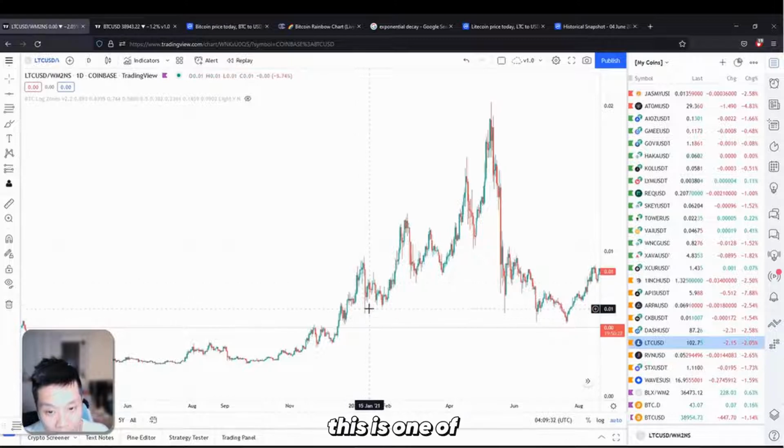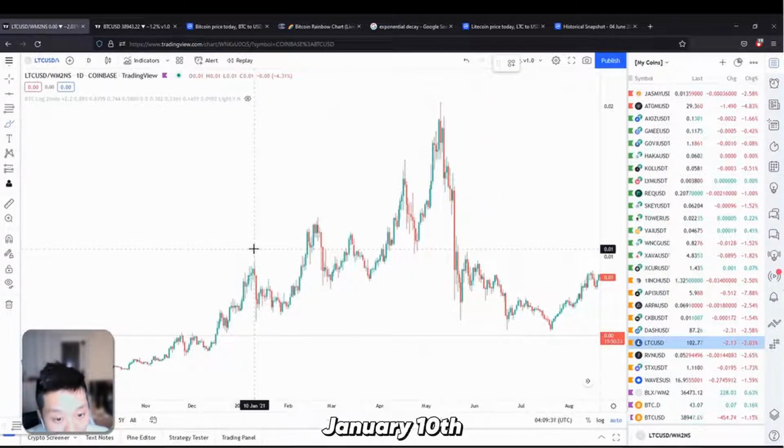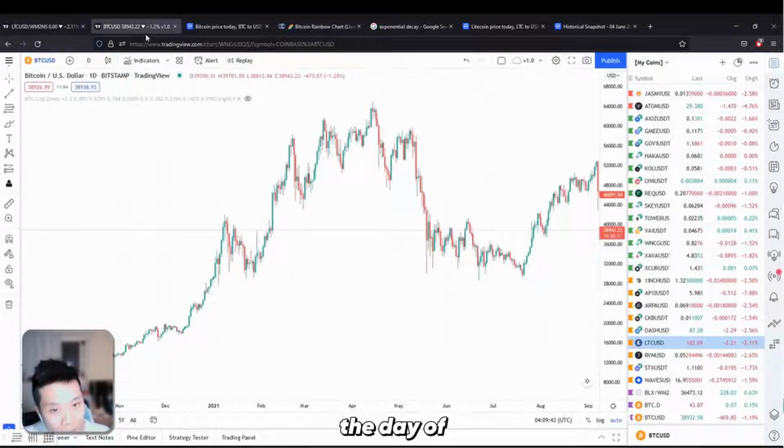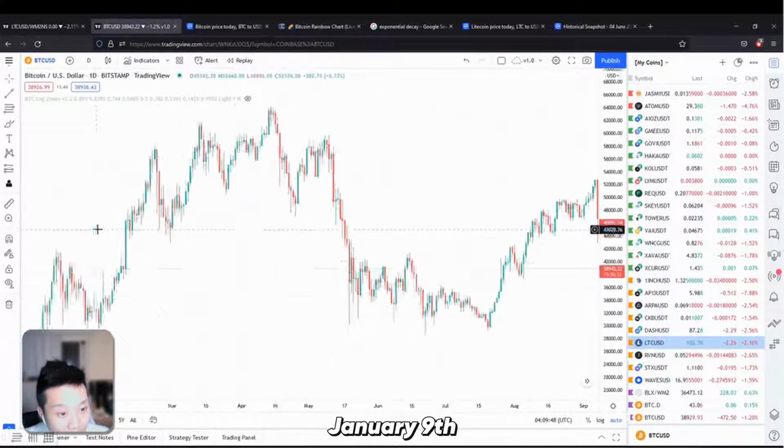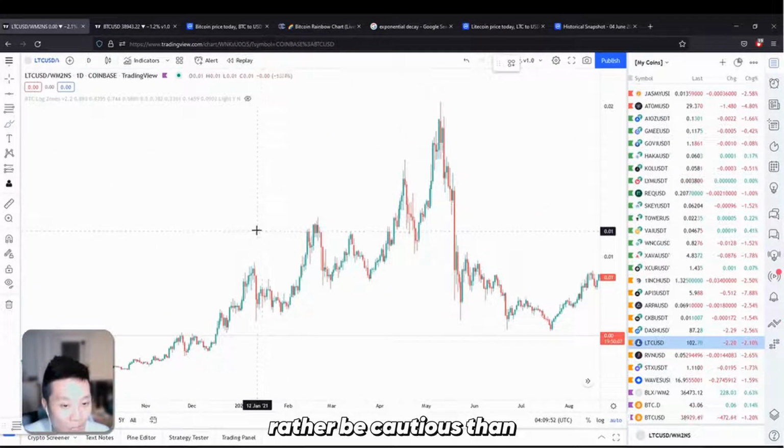This is when the first major pullback occurred. This occurred on January 10th. Let's just say, for the sake of simplicity, getting out a day early, on January 9th, rather than January 10th, right? You're not going to get mad if you get out here on January 9th, right? Because again, you would rather be cautious than not cautious.